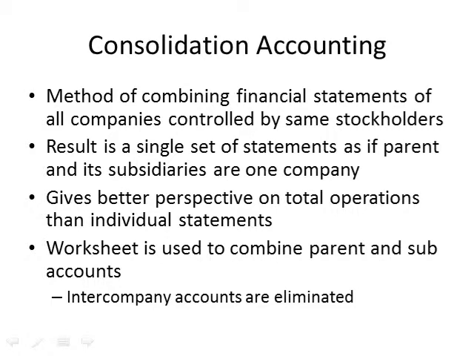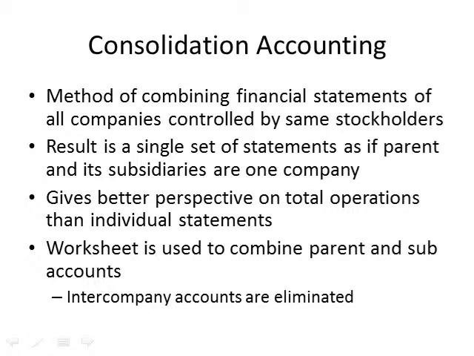Consolidated accounting is a method of combining the financial statements of all the companies controlled by the same stockholders. This method reports a single set of financial statements for the consolidated entity, which carries the name of the parent company. Consolidated financial statements combine the balance sheet, income statements, and cash flow statements of the parent company with those of its subsidiaries. The result, again, is a single set of statements as if the parent and its subsidiaries were one single company. Investors can gain a better perspective on total operations than they could by examining the reports of each of the subsidiary companies.